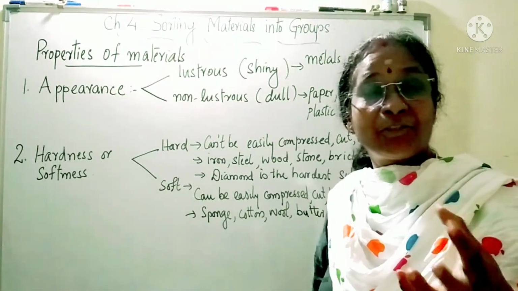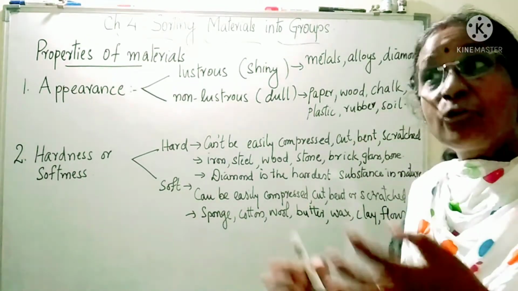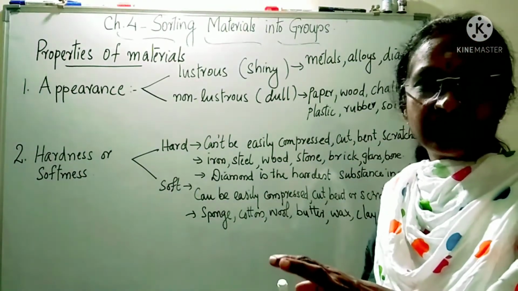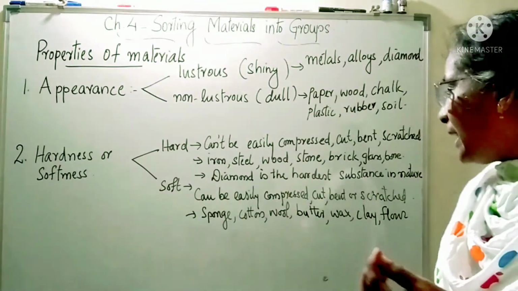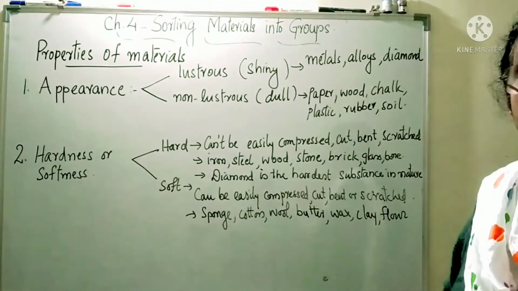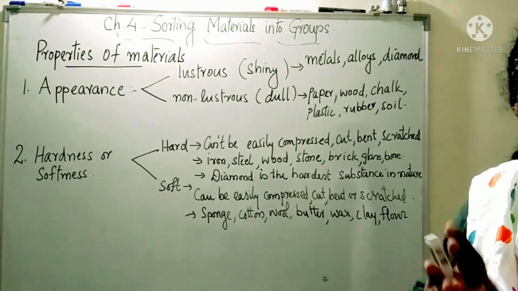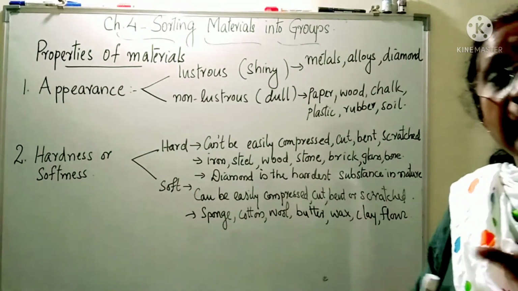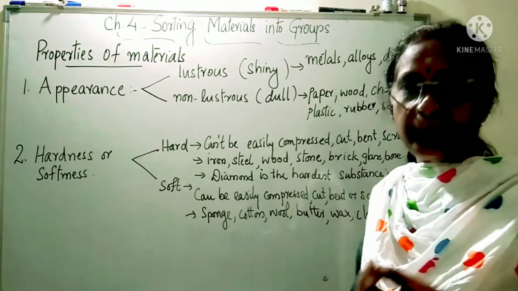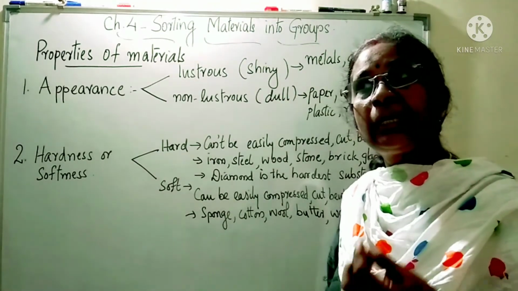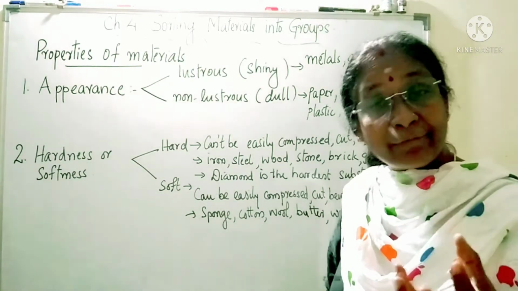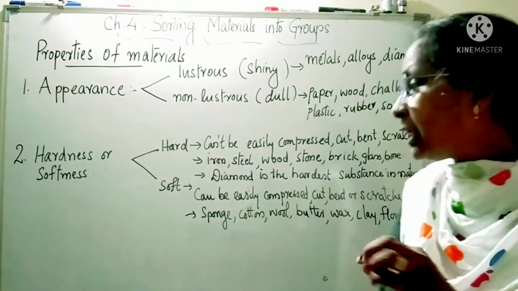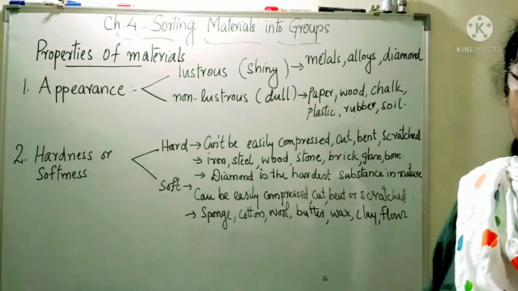They keep it in the freezer and make it hard. But if you keep it outside, real butter is very soft. And then wax, clay, they are soft. That is why with clay you can make any shape. Similarly, the dough which you use for making chapatis, even the flour that you use, these are all soft substances.